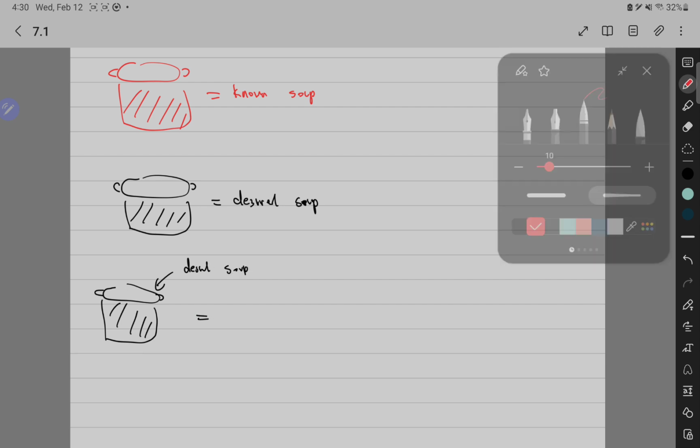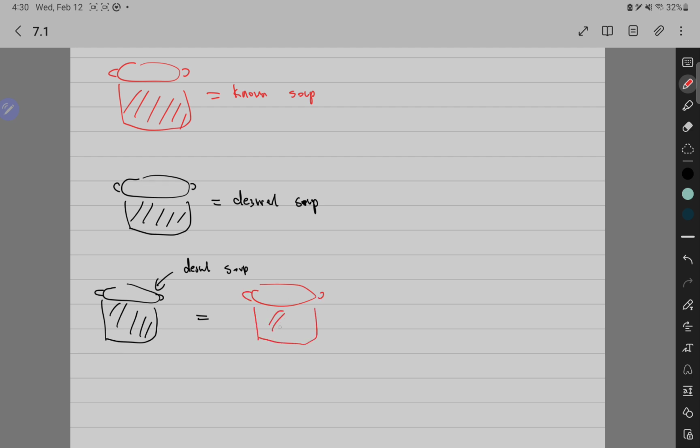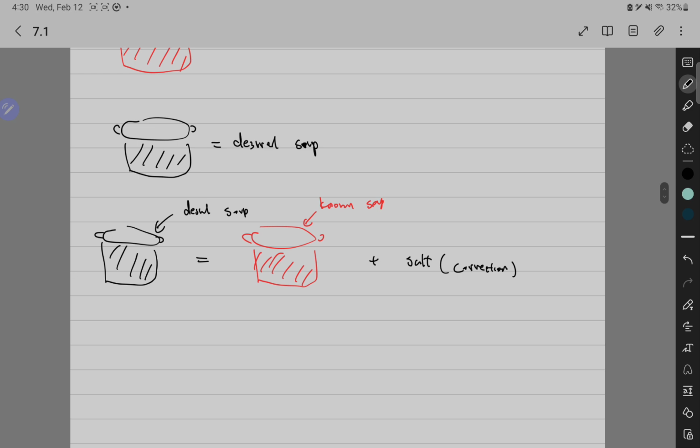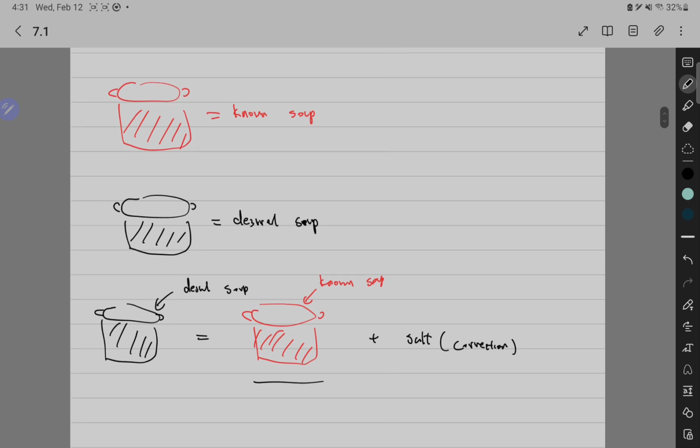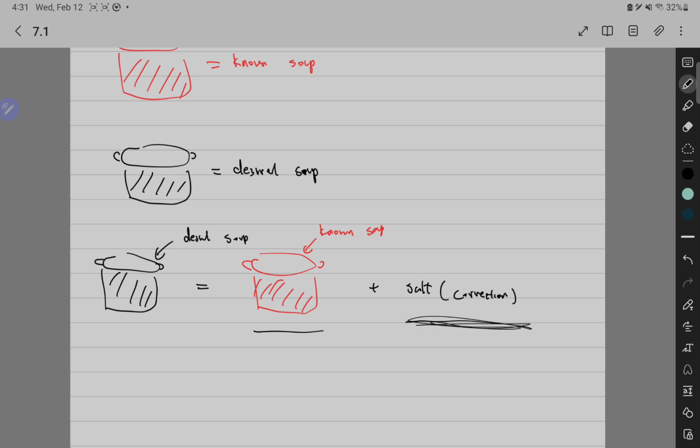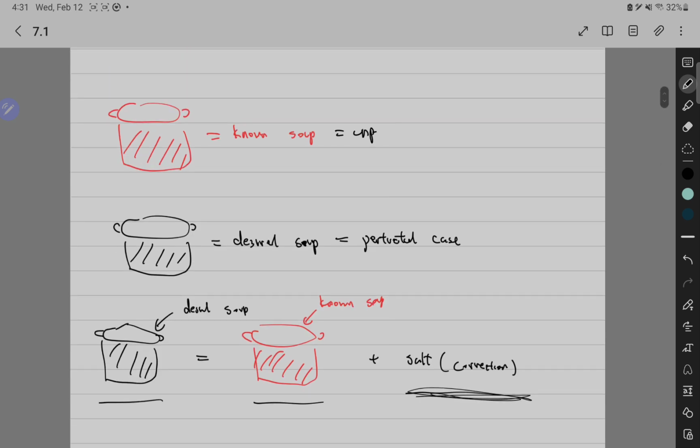is equal to your known soup plus salt. And this salt, another name we're going to give it is the so-called correction. So this is what perturbation is about. It's about having an already known solution, in this case the known soup, and making tiny little adjustments, which is adding the salt or adding the correction, to obtain the desired perturbed solution for the perturbed system. In other words, this desired soup corresponds to the perturbed case. This is the unperturbed case.